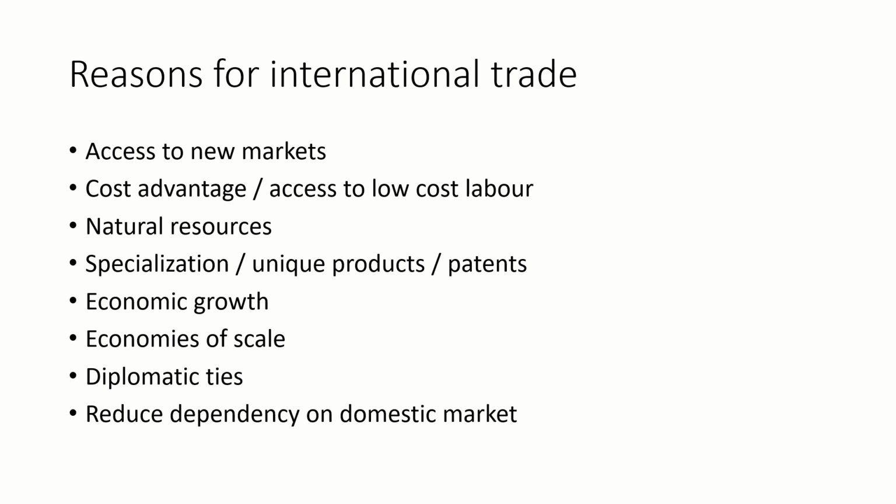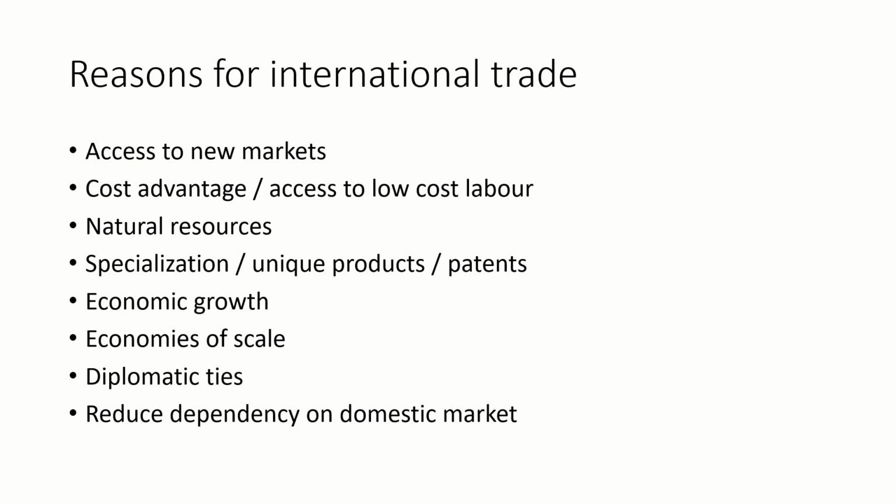Specialization, unique products or patents. Countries can specialize in producing certain goods or services and trade with other countries to obtain the goods or services they need. A very good example is Taiwan, because Taiwan specializes in manufacturing microchips. So the other countries have to buy microchips from Taiwan. Patents can also play a major role.